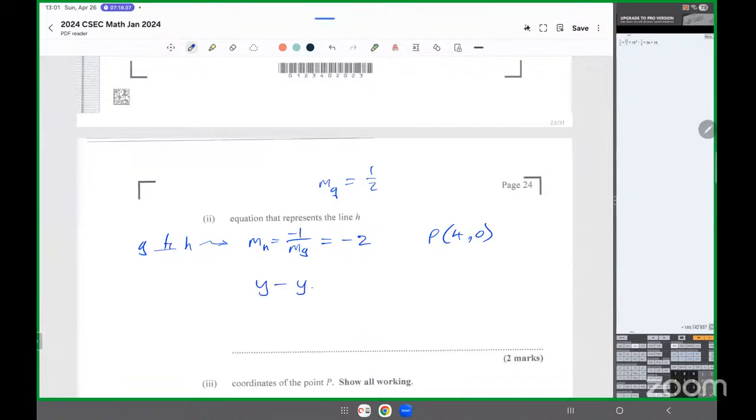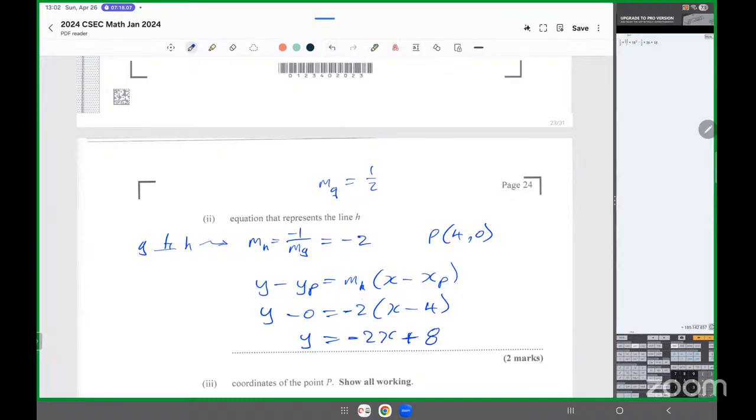y minus the y value at P equals the gradient of line H into x minus the x value at P. We're using this formula this time, but we don't know the c. So y minus the y value at P, which is 0, equals the gradient, which is -2, into x minus the x value at the point, which is 4. And so y minus 0 is just y, equals -2 times x is -2x, and -2 times -4 is +8.